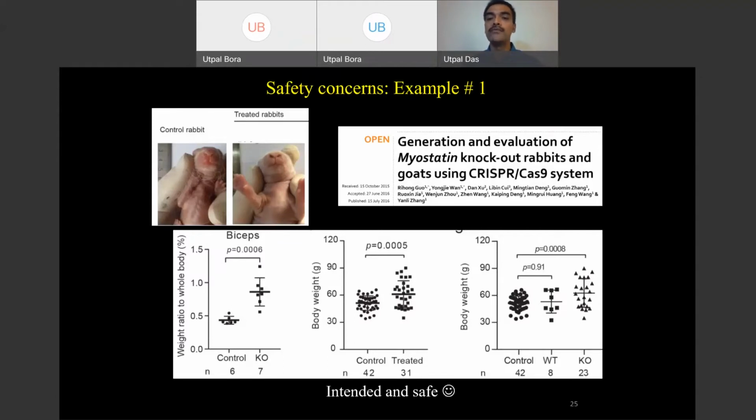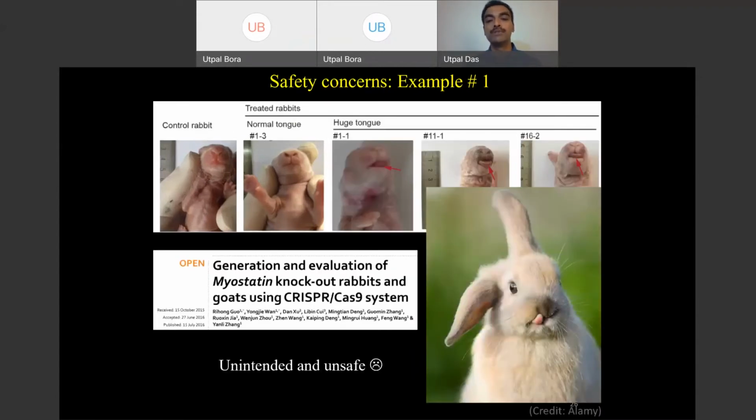However, when they carefully looked into it, this is what they saw. The twin brothers and sisters of this treated rabbit, look at their tongues. Many of those siblings have large or huge tongues actually. And they happen to be something like this when they grow up. They have huge tongues. They're protruding out. Now imagine if someone knocks down my myostatin and I gain muscle, I have my new six packs, but I have an enlarged tongue protruding out.